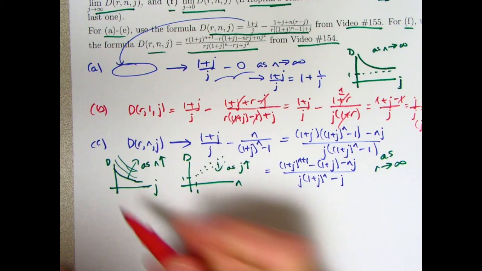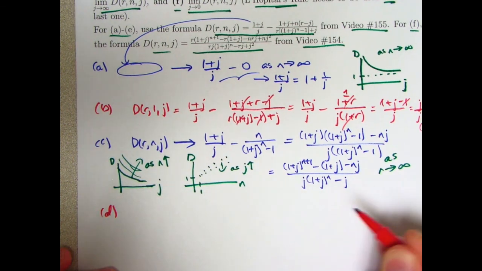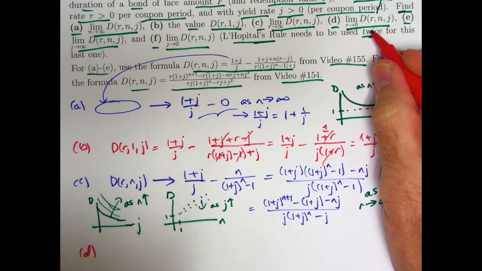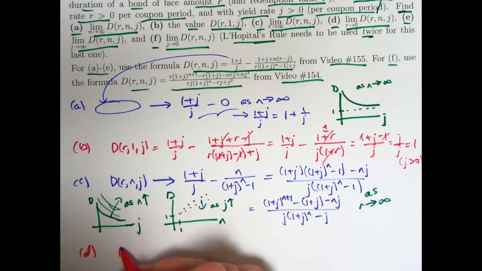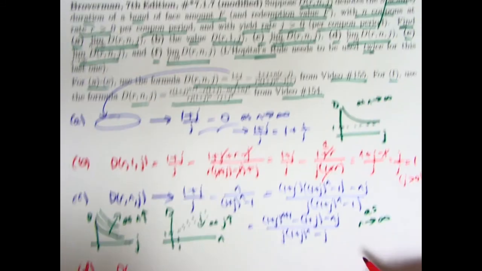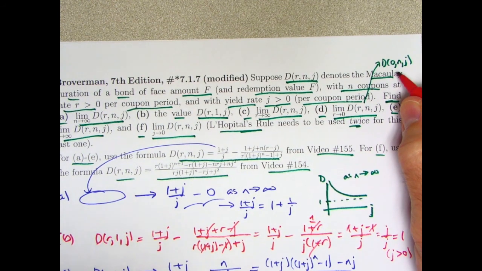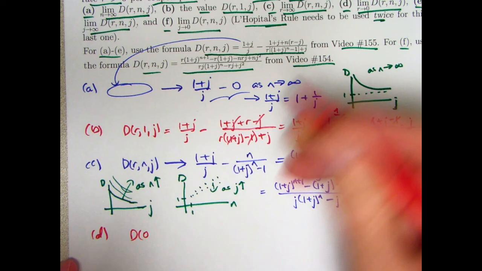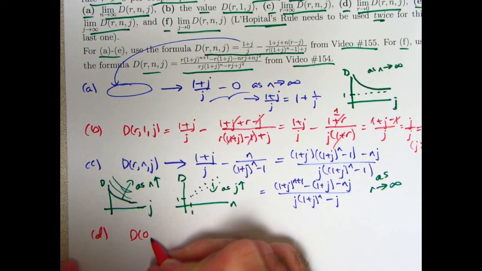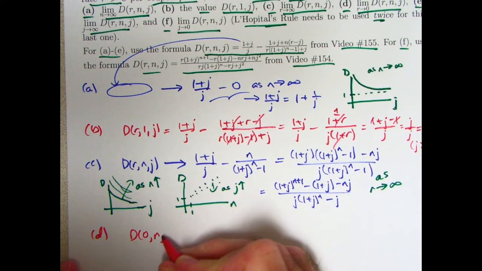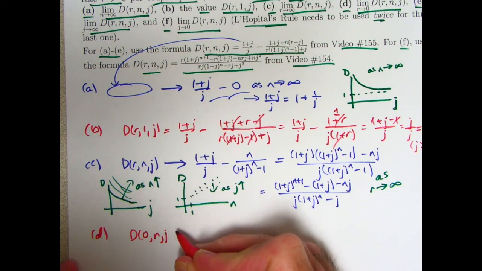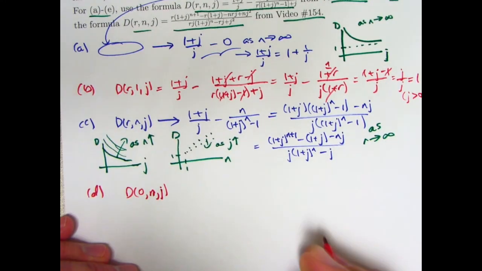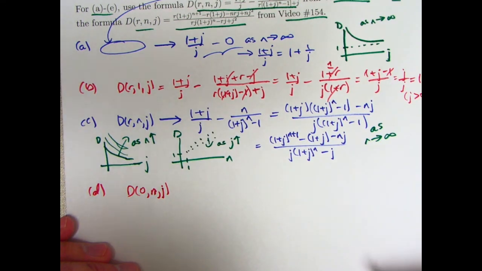On to part D. A more practical thing, what's the limiting value as r goes to 0? And in fact, that is, like I said here, the same as the value when r equals 0. It is a continuous function of r. You can plug in r equals 0. I could have stated the problem to say find d of r and j when r is 0. That's essentially what I'm writing here.